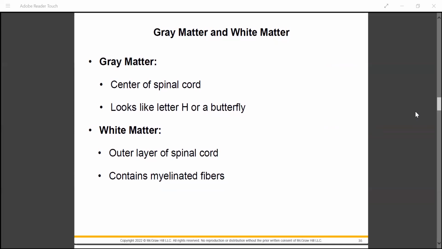Okay, so gray matter and white matter. Remember we said our gray matter is going to be mostly cell bodies. Our white matter is going to have those myelinated fibers. In the spinal cord, our gray matter is right at the center. It sometimes is described like a letter H or a butterfly. You'll see the cross section of it here shortly. And then our white matter is that outer layer of the spinal cord. So that's where all of our myelinated fibers, or really myelinated axons, are contained.